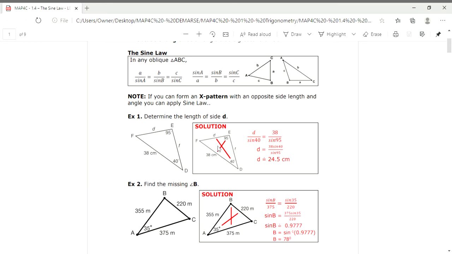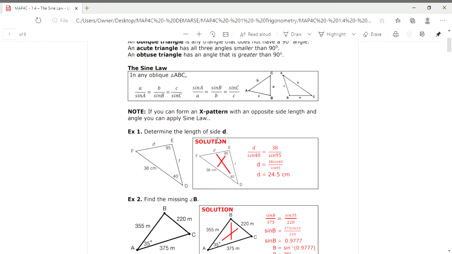Now to solve this X pattern, I'm going to use a version of the sine law. I'm looking for side length d. Now whatever you're looking for, if you're looking for side length d, use the sine law with the lengths in the numerators. If you're looking for an angle, use the other version with the sine of the angles in the numerators. Basically, whatever you're trying to find, pick the version where that's on the top. It will save you a step of algebra when trying to solve it.